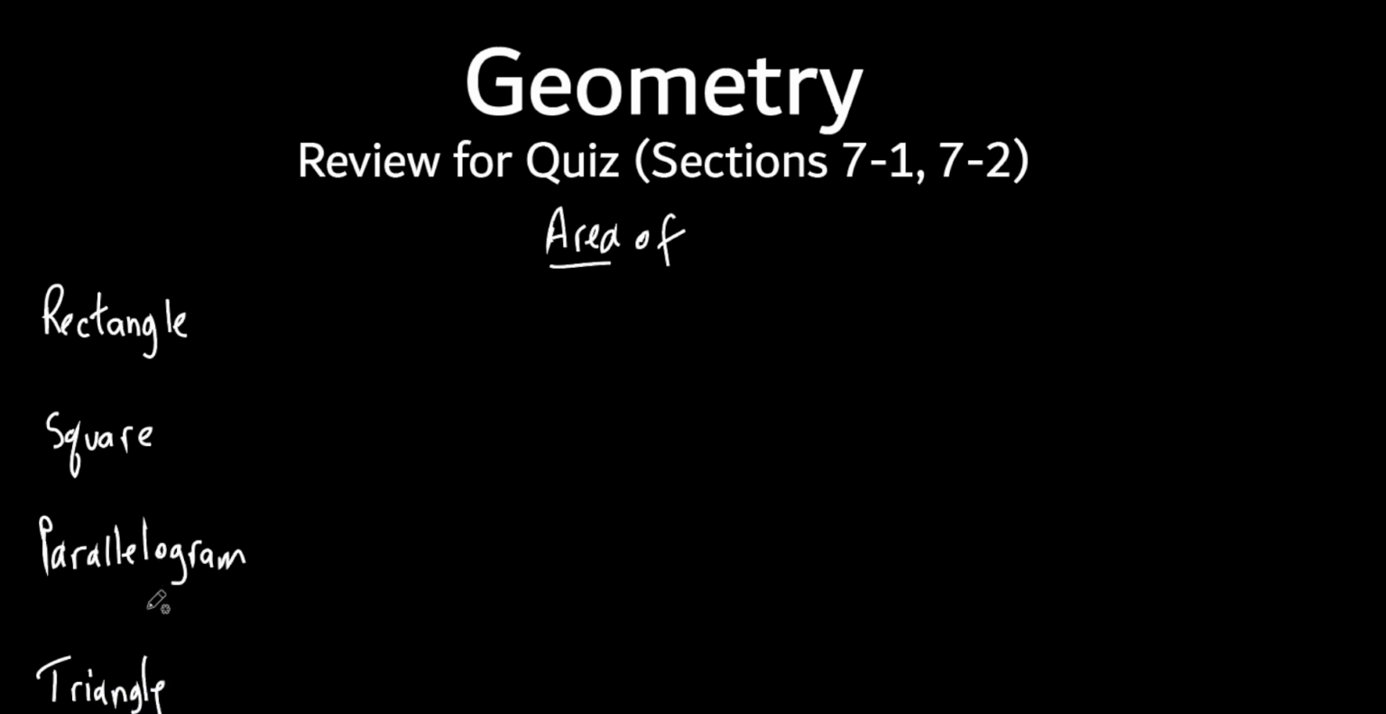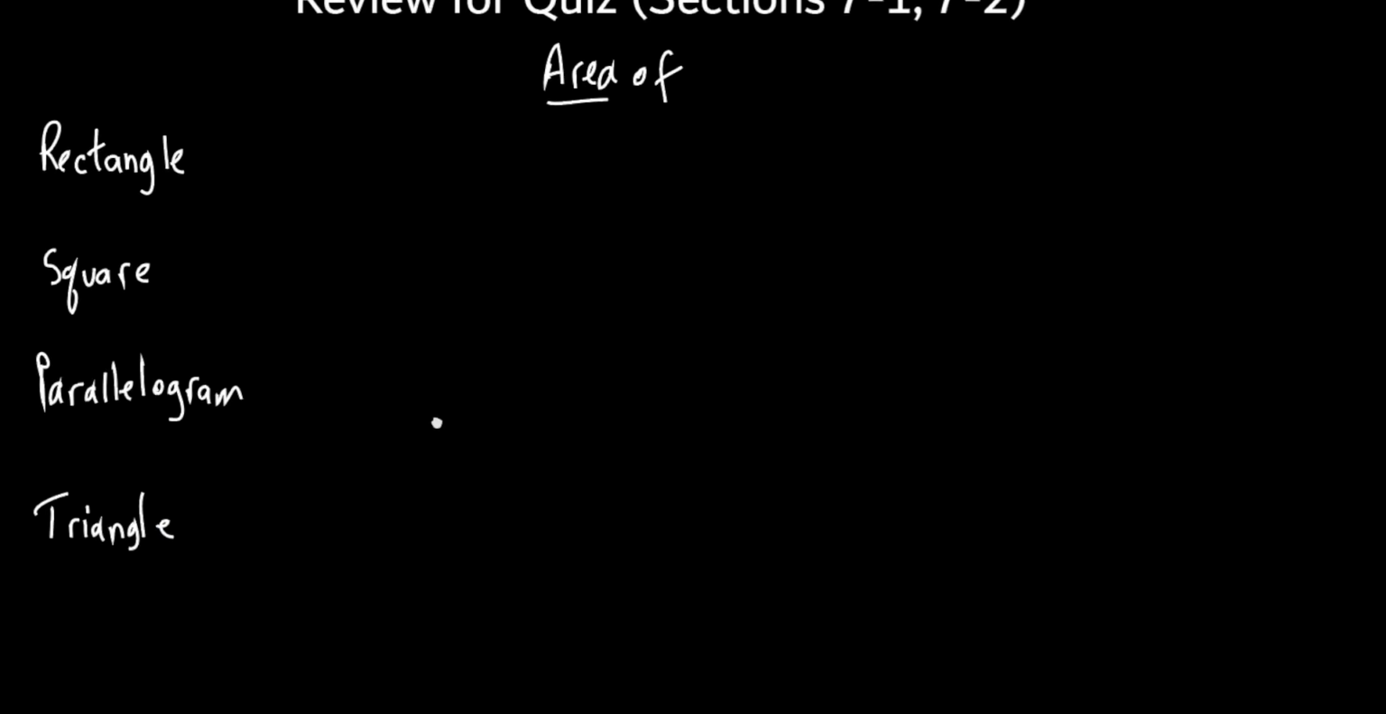So the first day, these are the ones that we found the area of. And then the second day, 7-2, we found the area of those other things. I forget the order, but trapezoid. Okay, trapezoid. And then we did a kite. Then we did a rhombus. And I think that was it, wasn't it? This second day.